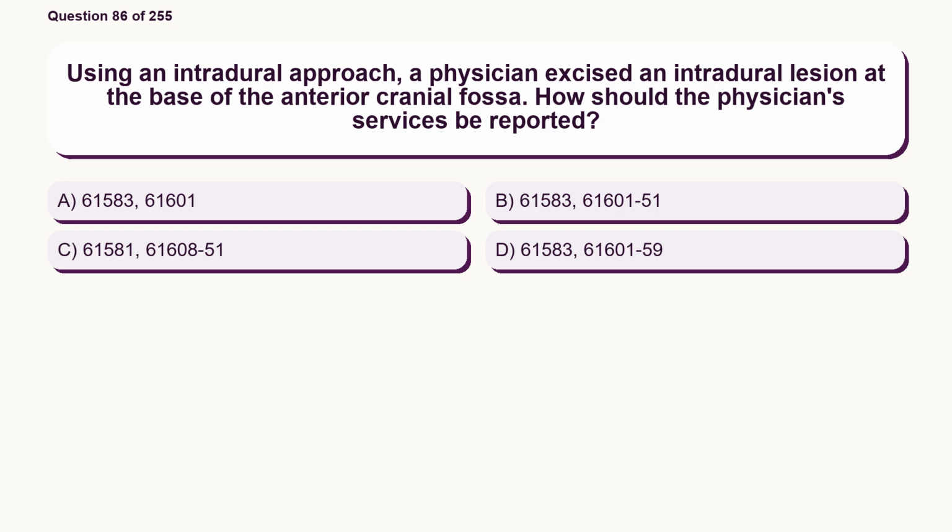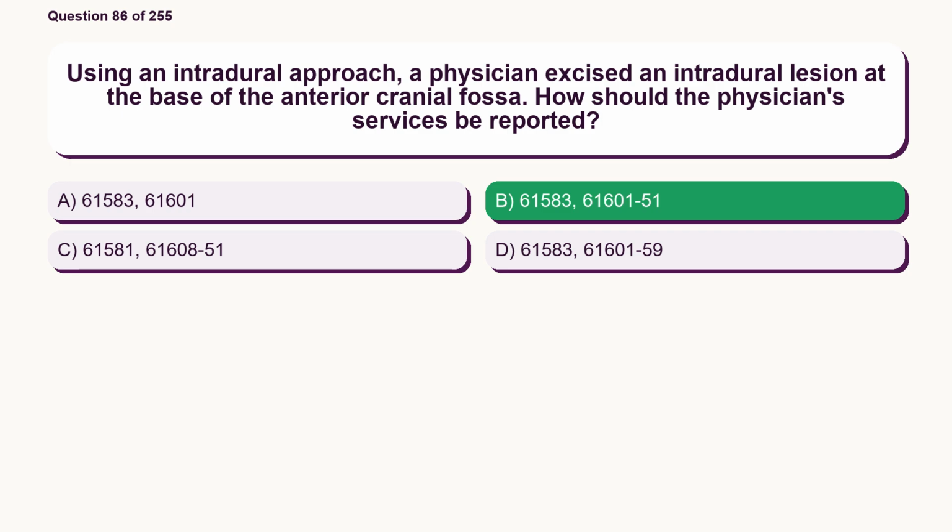Option B, 61583, 61601-51. Option C, 61581, 61608-51. Option D, 61583, 61601-59. The correct answer is option B, 61583, 61601-51.